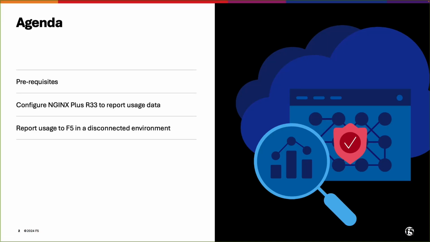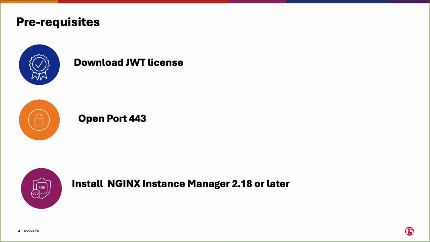In this video, we will discuss the prerequisites for setting up NGINX Plus R33 for usage reporting to F5 in a disconnected environment. We will also discuss configuring NGINX R33 and NGINX Instance Manager in a disconnected environment to report usage data. To get started, log into your F5 account and download the JSON web token.